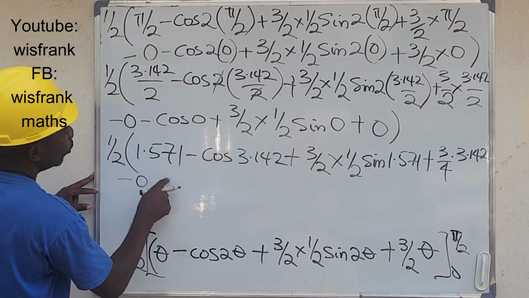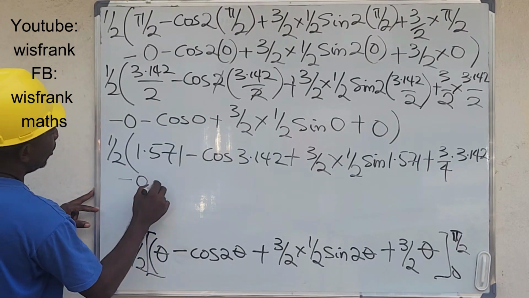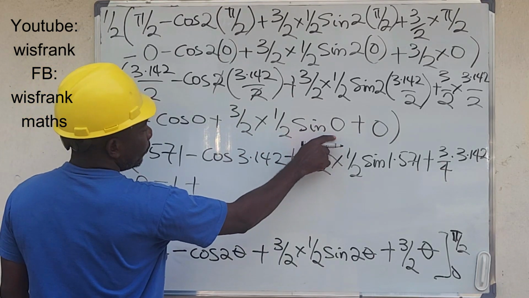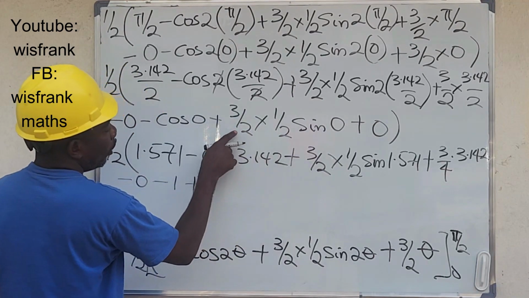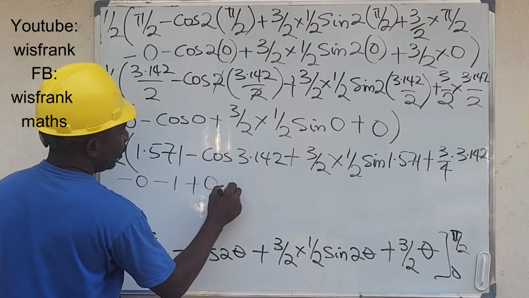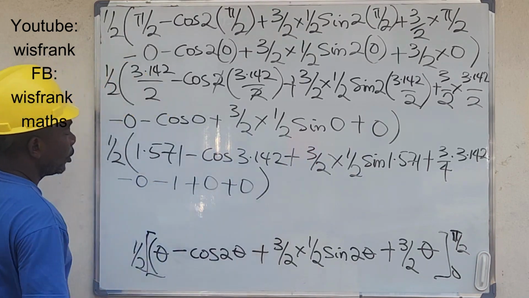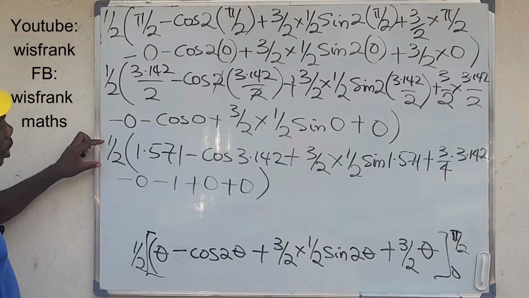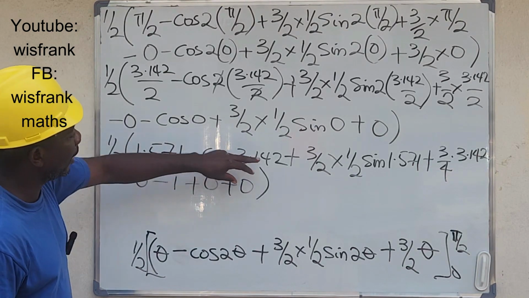Cos 0 is 1. Cos 0 here is 1. So we have minus 1 plus here sine 0 here is 0. Then 0 times 3 all over 2 is going to be 0. Then plus this 0. We close the parentheses. So the whole of this we have only minus 1. So what we have now is to further simplify this other side.